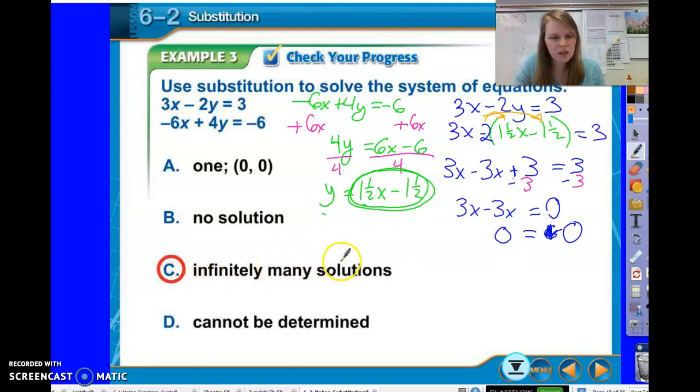Again, so infinitely many. What that would mean is if we were graphing these, the lines would actually be overlapping. It would be on the exact same line for both. There's no intersection because every point is the same on both lines. Okay.